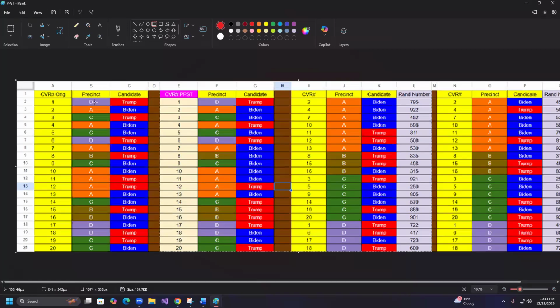So if we look at precinct D in purple, there's 1 Trump ballot, 1 Trump ballot, 1 Biden ballot, 1 Trump ballot. So that's a total of 3 Trump ballots and 1 Biden ballot. We should get the same thing in the shuffled version: 1 Trump, 2 Trump, 3 Trump, 1 Biden. So this is what a precinct preserved shuffle test is.